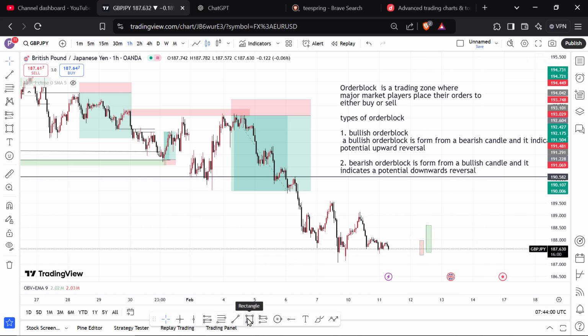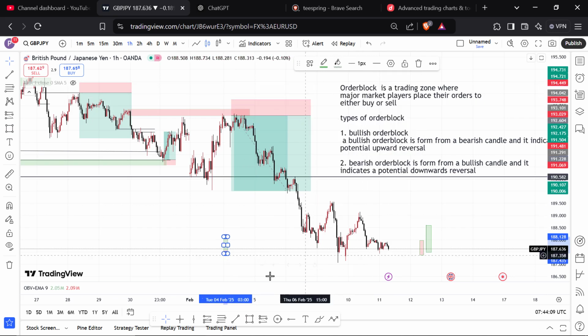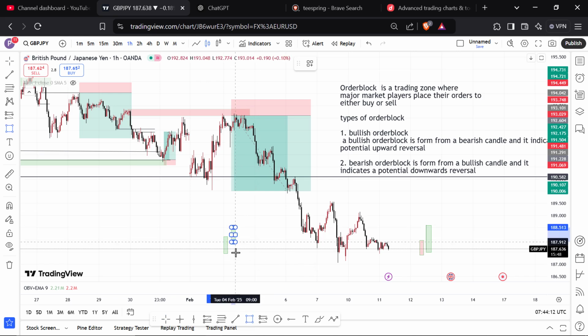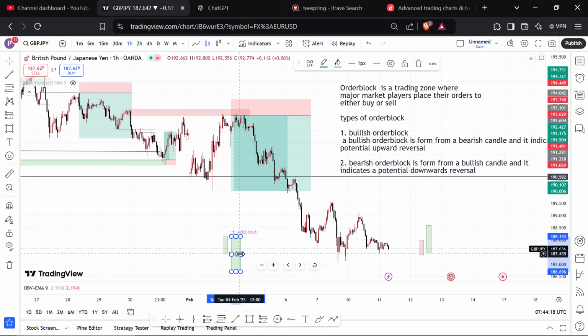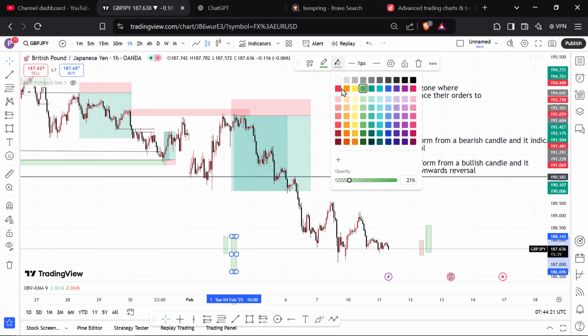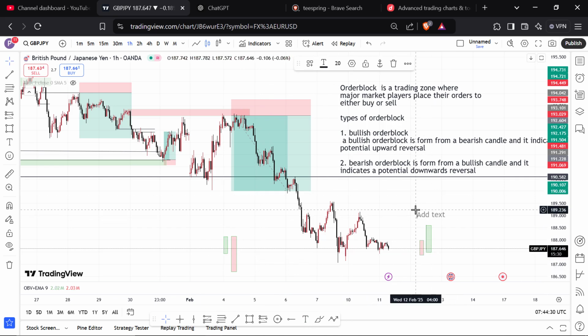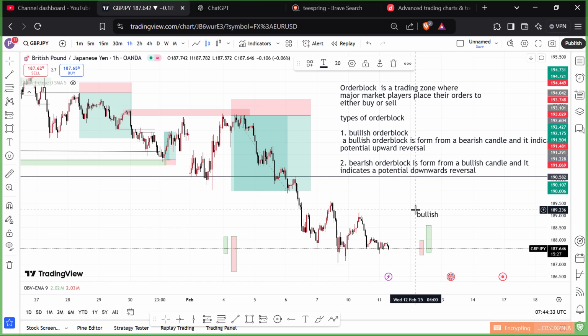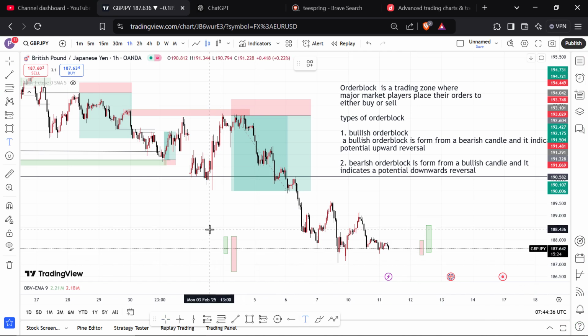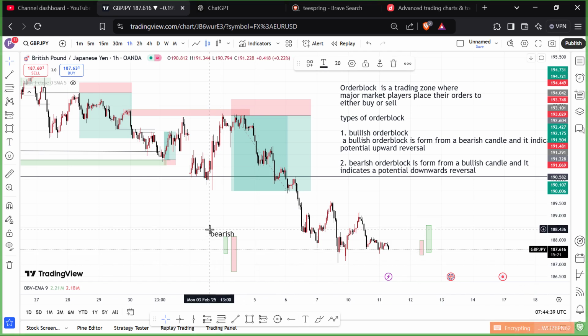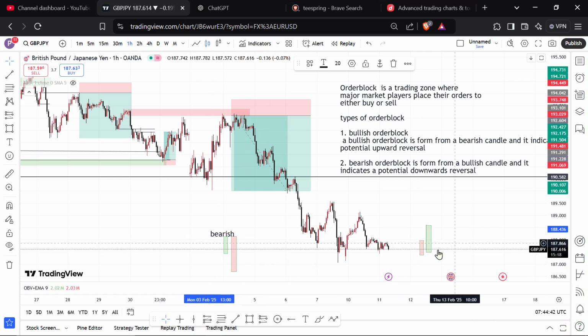Now, a bearish order block forms from a bullish candle. Let me change the color. Now, the next candle must engulf the previous one. So let's change this one to red. Now, this is a bearish order block and this is a bullish order block. Let me identify it here: bullish order block, and here bearish order block.